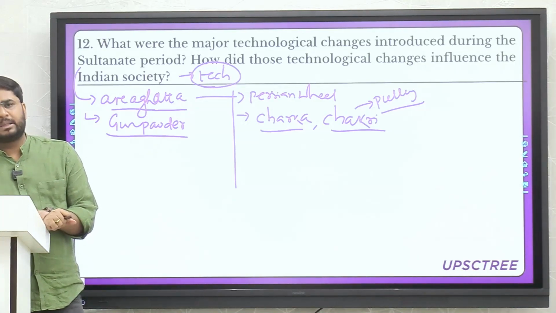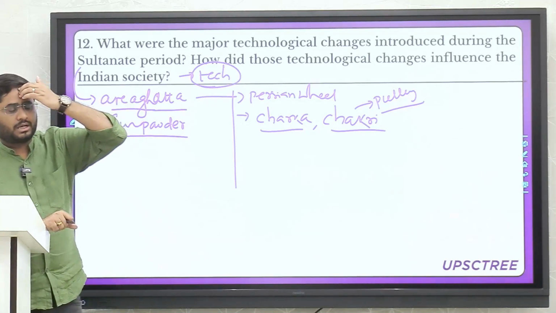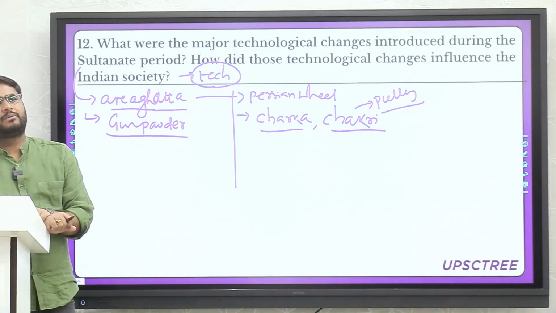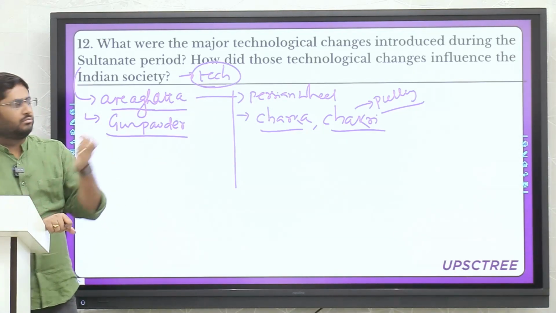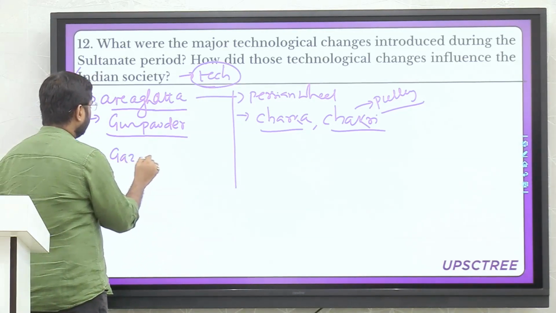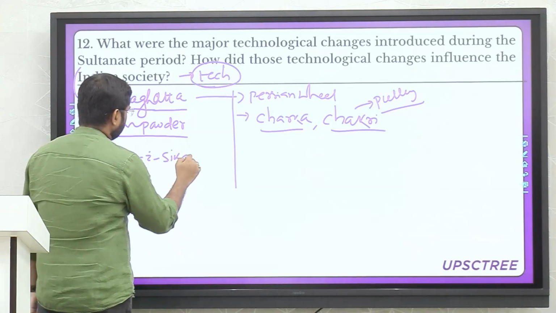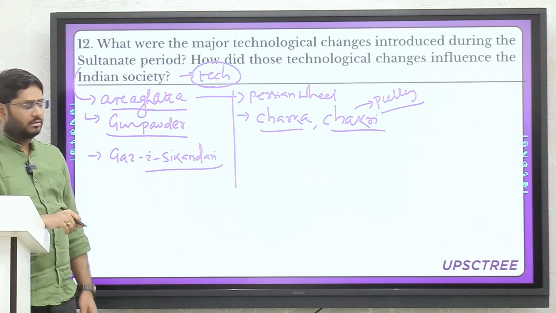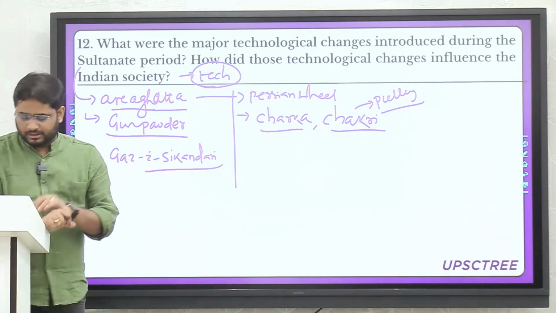Then use of paper, at this point of time use of paper also started. Another thing is gunpowder के बारे में बात कर सकते हो आप, and you can talk about, see, they have introduced during Sultanate period something called Ghazi Sikandari. This is a measurement, yard measurement technique. Okay, और क्या लिख सकते हो यहाँ पे?